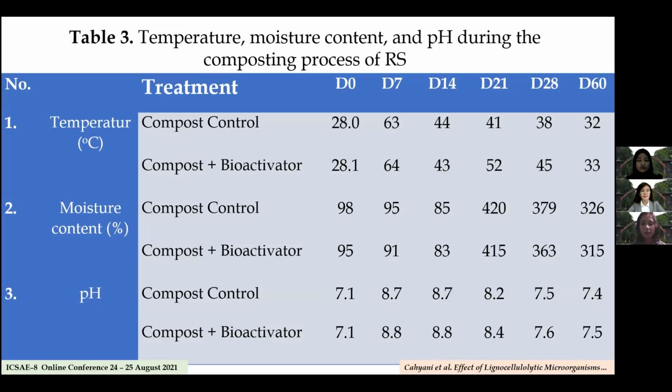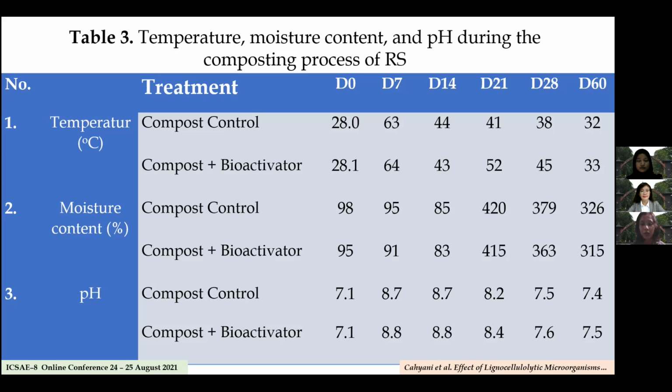In table 3, we can see the composting condition. The data show that on day 7, the 2 compost piles reached the highest core temperature, and then on day 14, the temperature decreased. The bioactivator was applied to the compost treatment pile on day 14. The effect of the bioactivator was observed on day 21 and 28. The temperature of the compost treatment increased, while the temperature of the compost control decreased. This finding indicated that the application of bioactivator resulted in the extension of the thermophilic phase in the composting process.